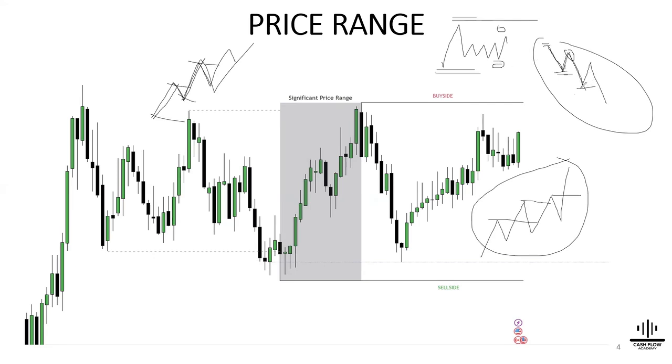So we should have an idea of what a range is. A range is just an impulsive price swing. But a significant price range, which is what you should look for in order to trade, is one that has taken both buy side and sell side, but the buy side and sell side have been left untouched.